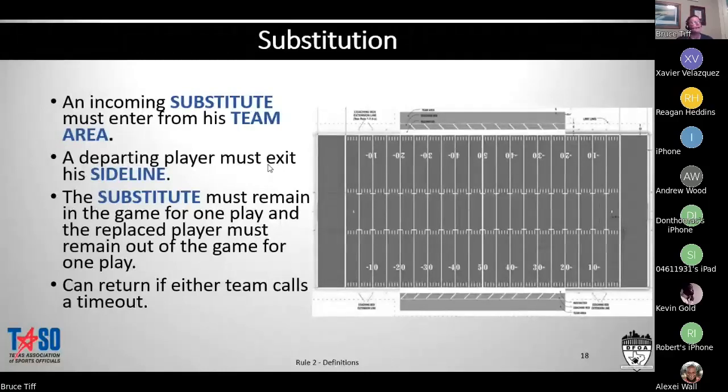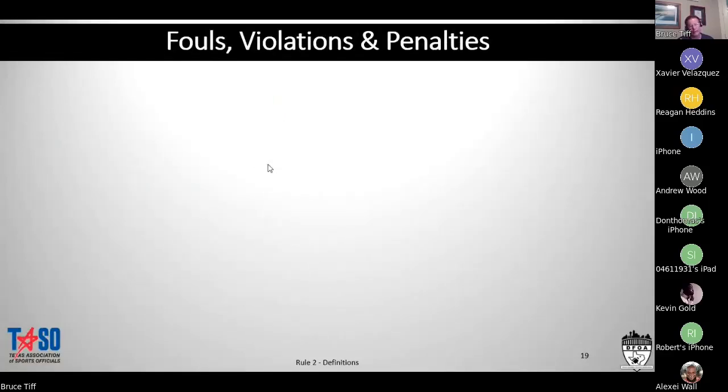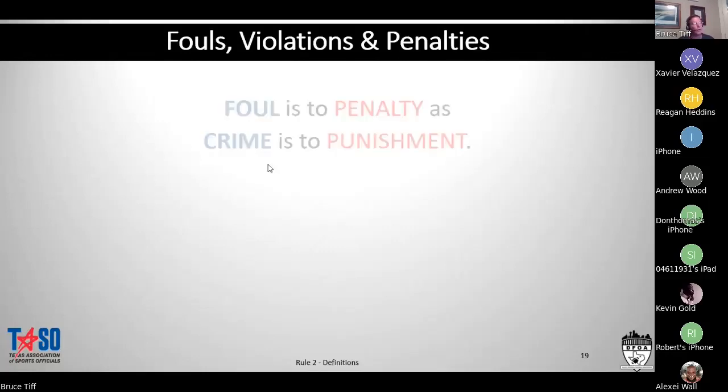Now let's talk about fouls and violations and penalties. And this is something that you're going to hear the announcers on Saturday talking about. Oh, there was a penalty on that play. Well, really, what you're going to see here is that there was a foul and it resulted in a penalty. And that's important to understand. So I'm going to kind of talk you through that. So think of foul is to penalty as crime is to punishment. The court systems can't really punish you unless you've committed a crime. I can't impose a penalty on a team unless they've committed a foul.